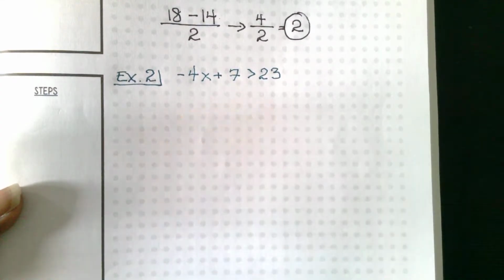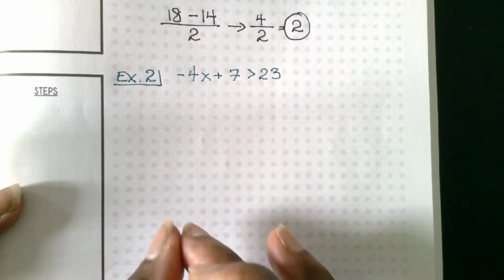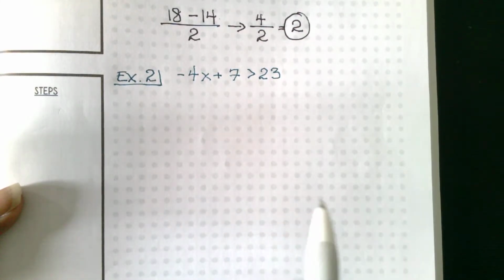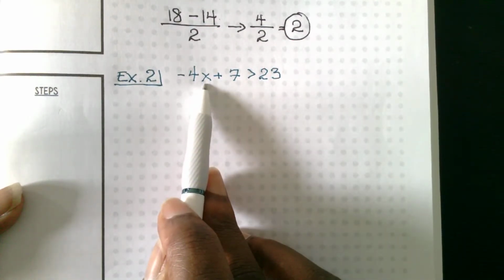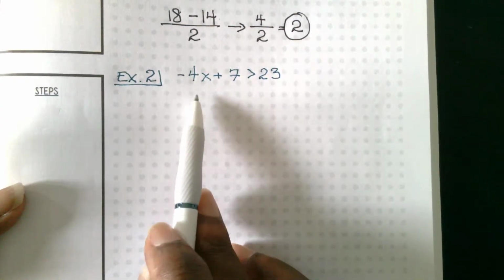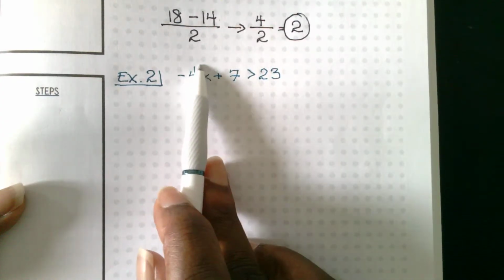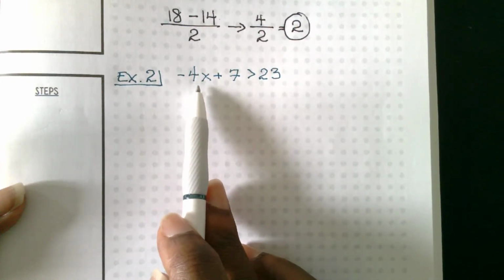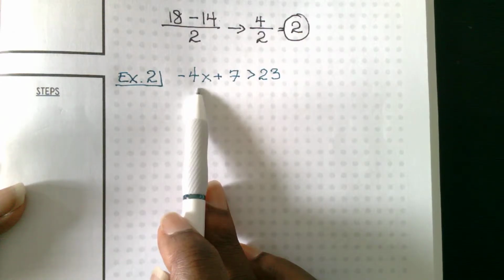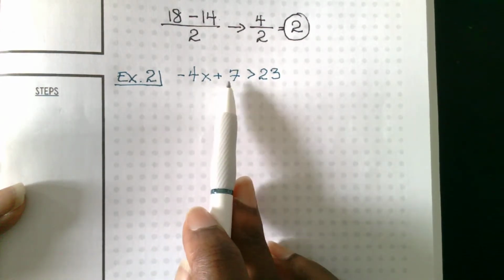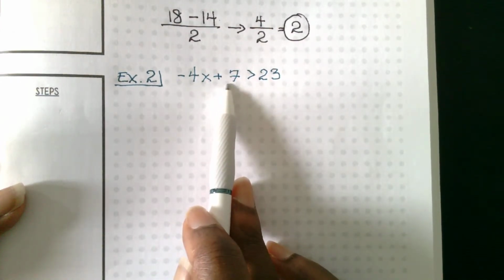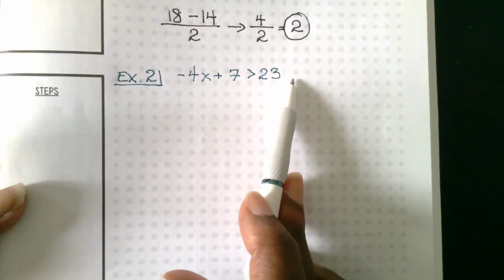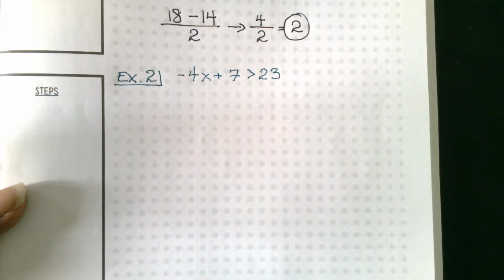So let's treat it almost like an equal sign for right now. The goal for equations and inequalities is to get your x by itself. Right now, I want to leave this negative 4x on the left-hand side, so I need to isolate it. That means this positive 7 needs to leave and go to the other side of the inequality.